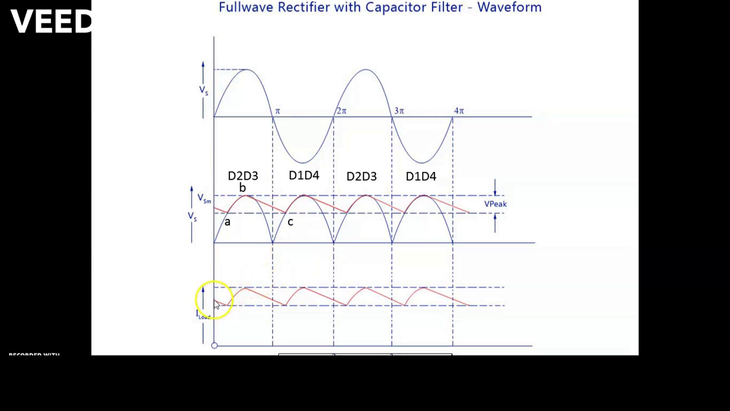And this way we are getting this type of DC waveform. This type of DC waveform can again be made approximately DC by using a voltage regulator. This is the working of the capacitor filter.